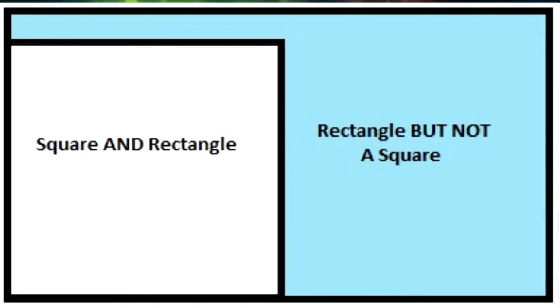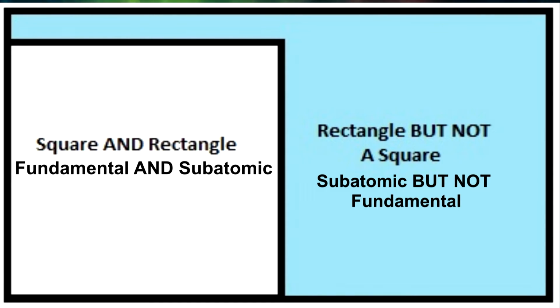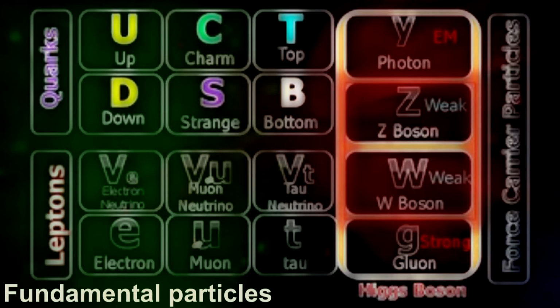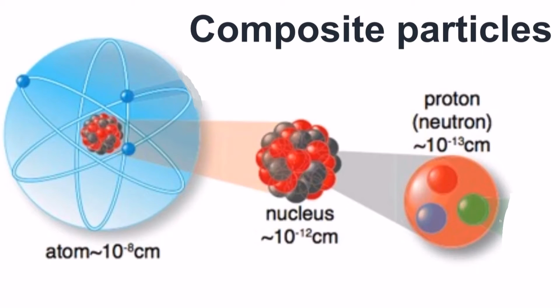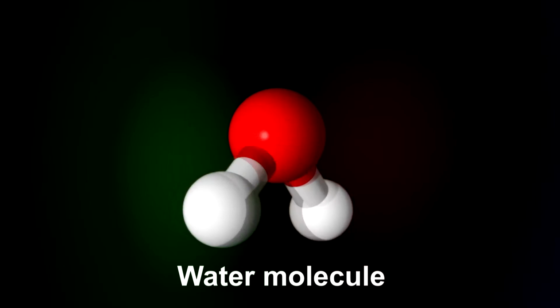A good way of thinking about this is the statement that all squares are rectangles, but not all rectangles are squares. Simply, all fundamental particles are subatomic particles, but not all subatomic particles are fundamental particles. After knowing what a fundamental particle is, the next term to know is a composite particle. A composite particle is just like what it sounds like, any particle that is made up of smaller particles. A composite particle can be anything from a proton to a water molecule.